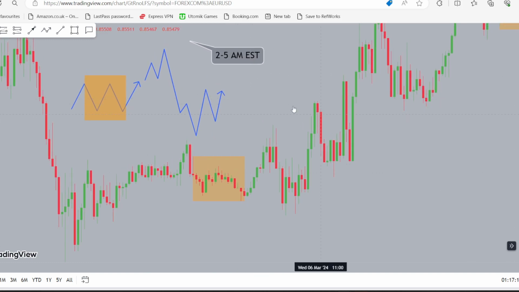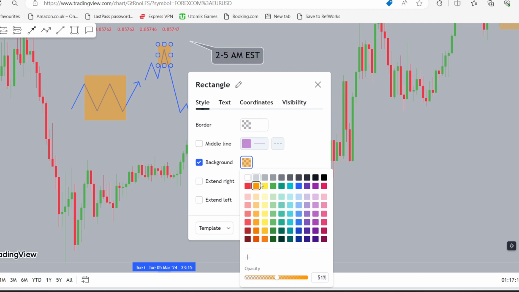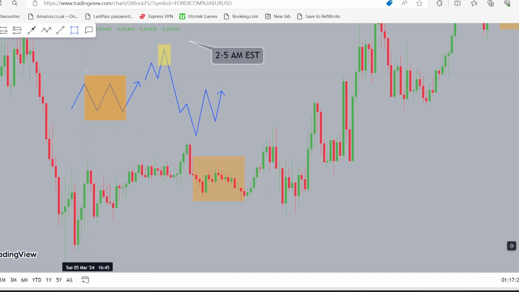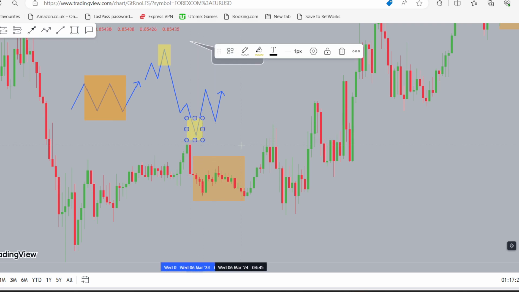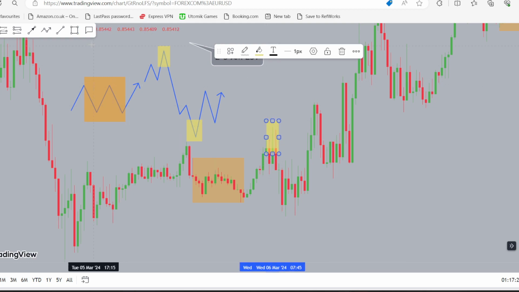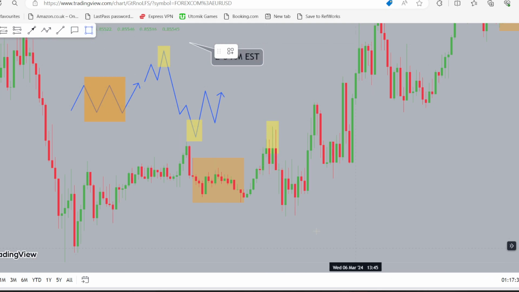So essentially we have a two-phase manipulation model in the London session, right? We have the Asian sweep high, or the Asian range manipulation phase one, and we have the manipulation down here, phase two. And this is also on the chart over here. So we have the Asian range manipulation phase one, and the Asian range manipulation phase two. So what does this tell us from a liquidity standpoint and from a manipulation standpoint?